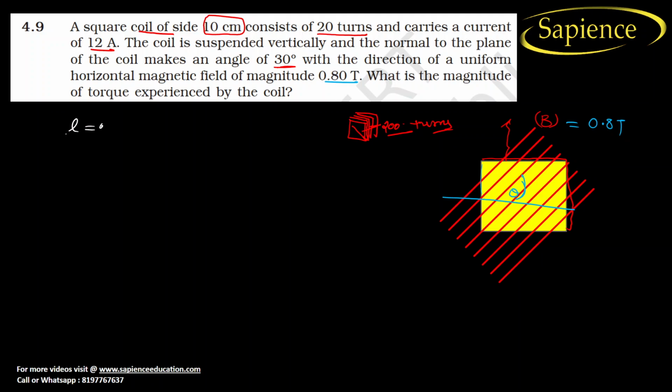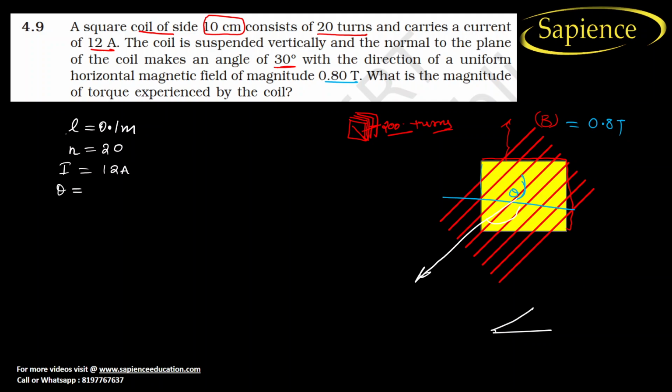Length is how much? 0.1 meter, because they have given you 10 centimeter. The number of turns they have provided you is 20 turns. And the current in the coil is how much? 12 ampere. And the theta, that is the angle between the magnetic field and the area vector of the surface.